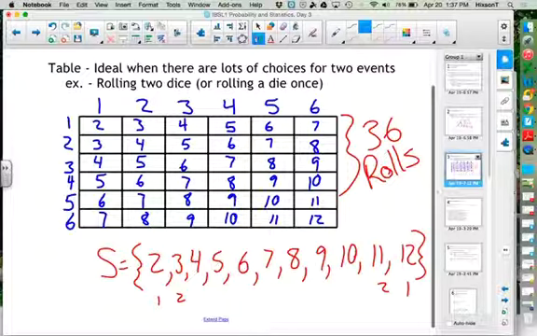Which is the most commonly rolled one, 6 or 7, theoretically? 7. There are 6 different ways of rolling a 7, okay? There are only 5 ways of getting a 6 or 8. There are 4 ways of getting a 5 or 9. There are 3 ways of getting a 4 or a 10. So you see here, the probabilities are different.